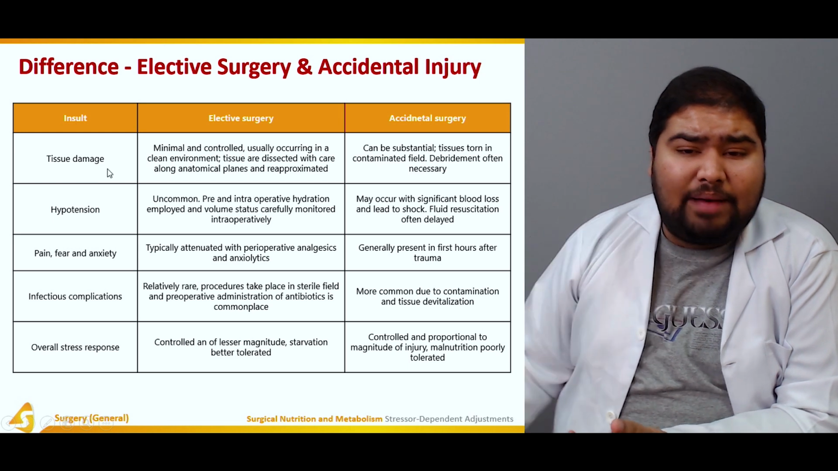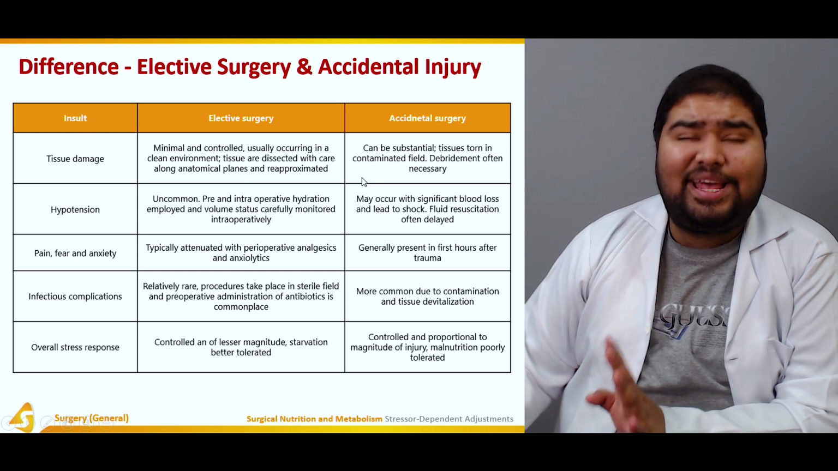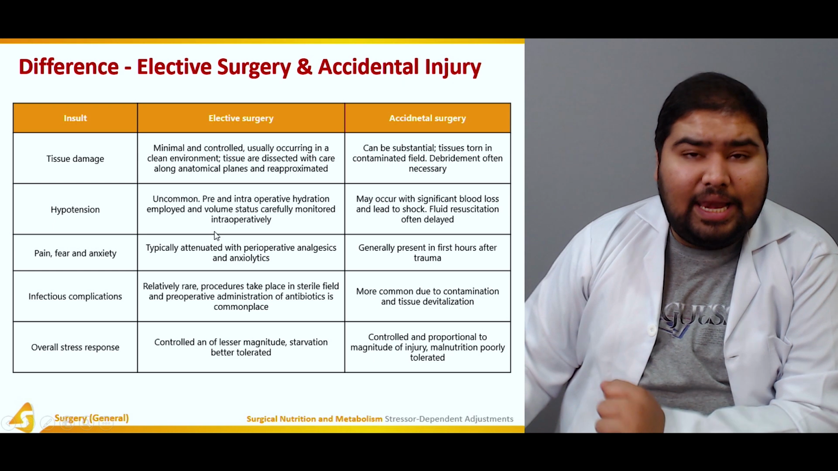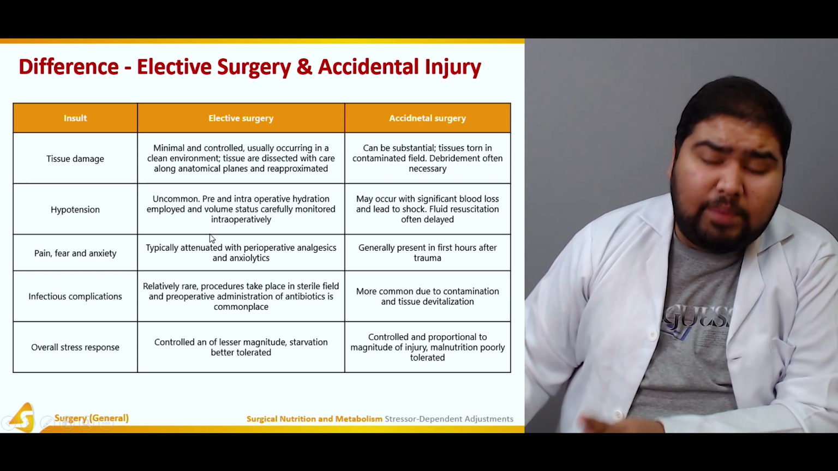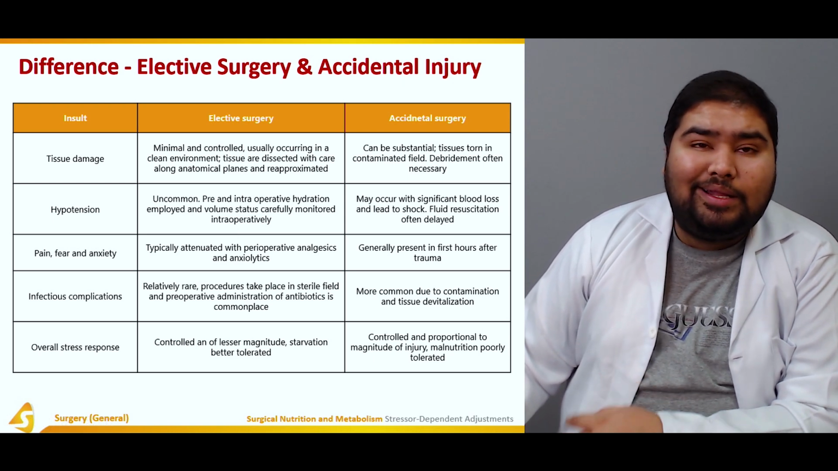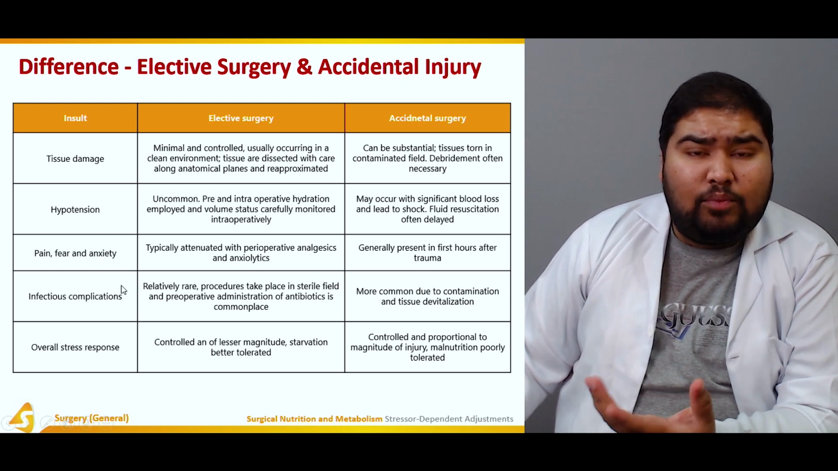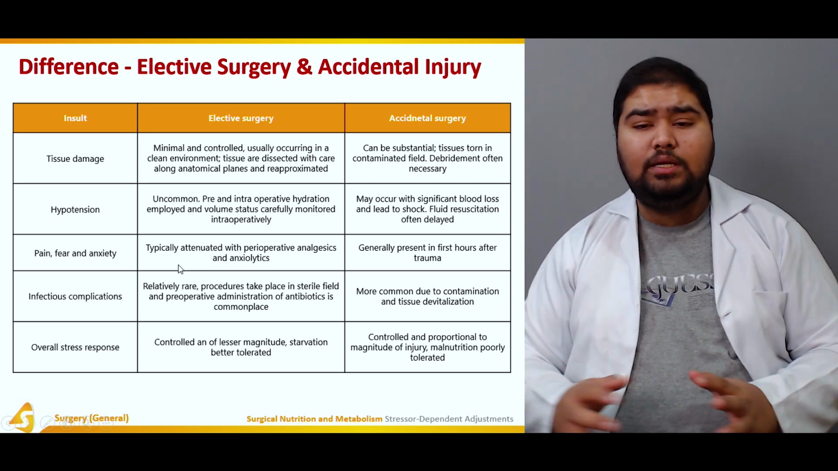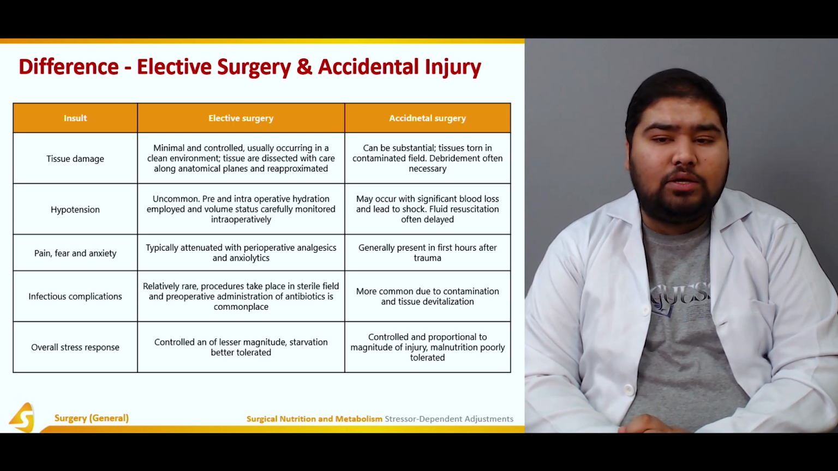When we look at tissue damage, it is minimal and controlled in elective surgery, while in accidental surgery it can be substantial. Hypotension is uncommon in elective surgery because you have already prepared for the procedure and for the complications. However, in accidental surgery it may occur, and fluid resuscitation may often be required. When we compare pain, fear, and anxiety, it is typically attenuated with perioperative analgesics and anxiolytics.